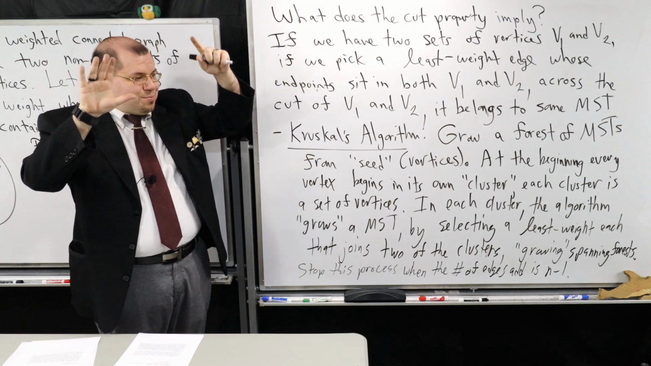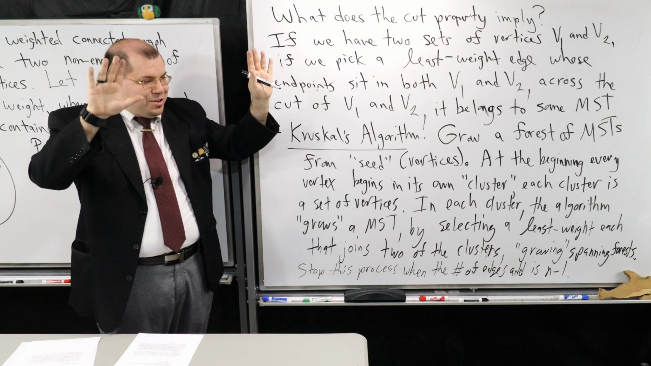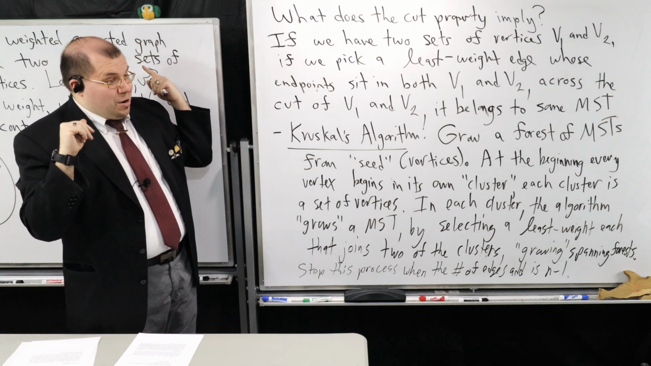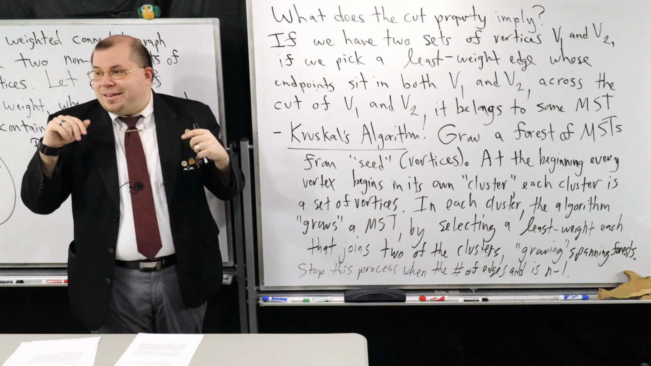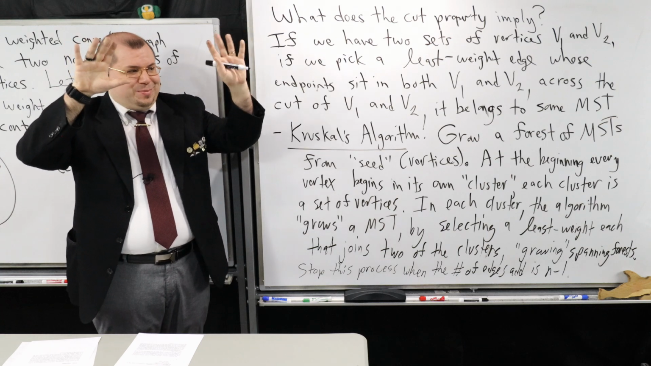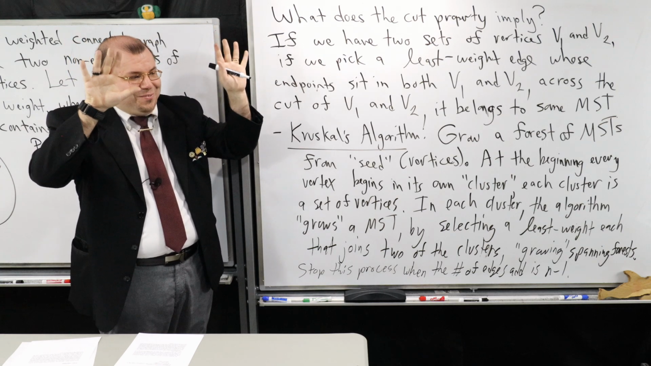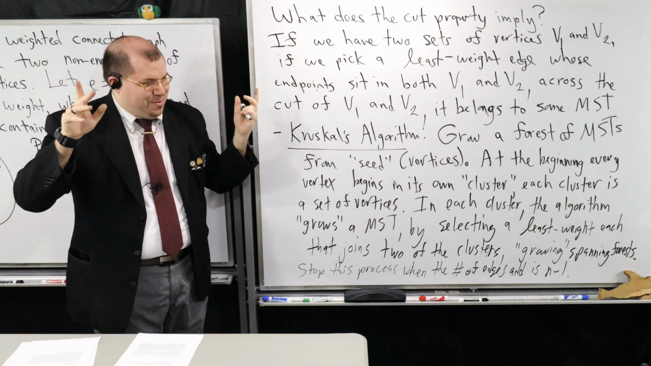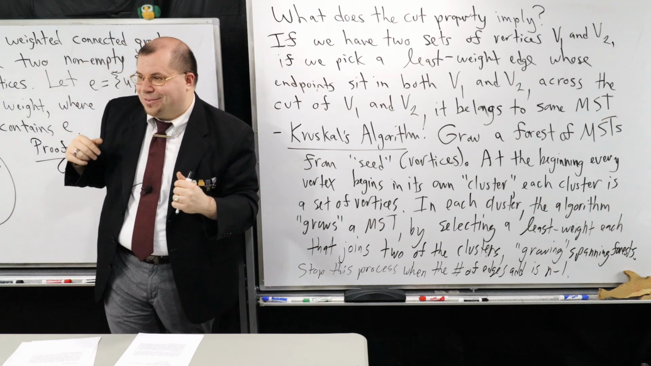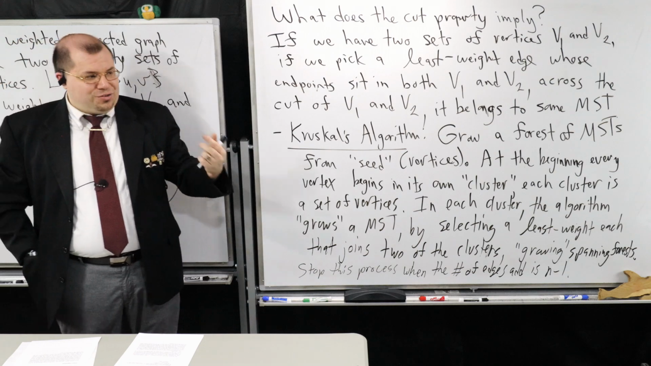If I pick a least weight edge that connects V1 to V2, this is no different than the cut property I have over here. Does everybody see that? So I could just simply take any two clusters, and those are just sets of vertices, and I just apply the cut property. That's how you get the correctness of this algorithm. It actually just falls right out of the cut property.